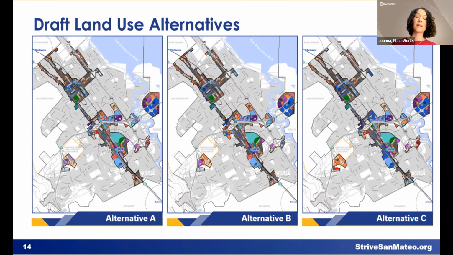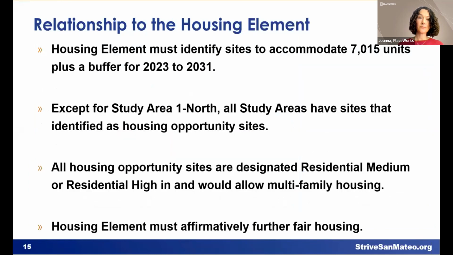Areas outside of the study areas are covered by the general plan. The general plan covers the entire city, and areas outside of the study areas can change over the next 20 years. But we don't expect them to see as intensive of change as the study areas.